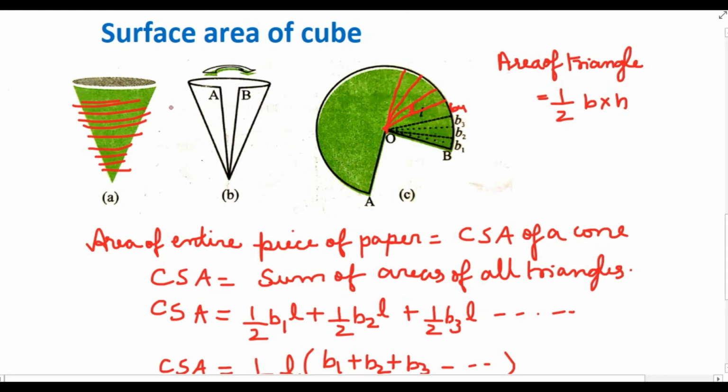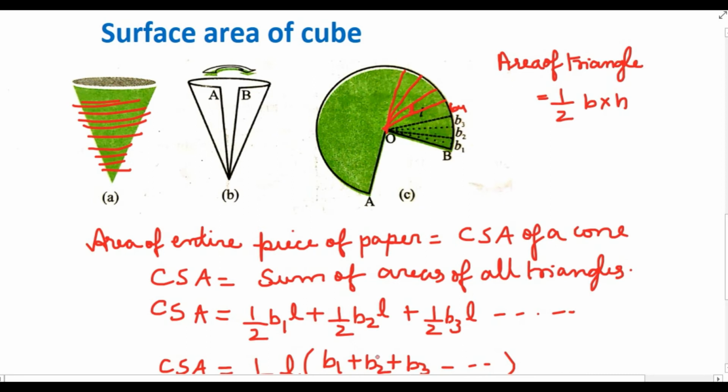So here, in order to find the curved surface area of the cone, that means this part's area, we have cut a cone along its side. Then we got a shape like this. Again we have cut this part into small triangles, and the area of this part is nothing but the area of all these small triangles, and the area of a triangle is half base into height. Here height is slant height, so I have written half b1 L plus b2 L plus etc. L is common, so half L into b1 plus b2 plus b3 etc.